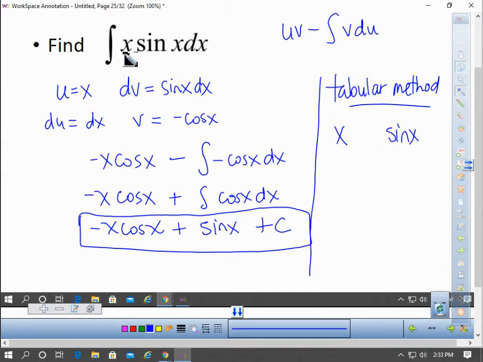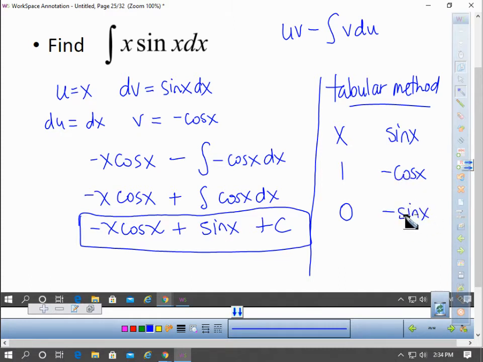What you do is you decide who is still your u side, and the sine part is still your dv side. You set it up like this. Keep taking the derivative until you get to 0, till you can't do it anymore. The derivative of x is 1, and then the derivative of 1 is 0, and so I'm done. You just keep taking the derivative because this is the side that you differentiate. On this side, I'm going to do the antiderivative because that's the side you integrate. The antiderivative of sine is negative cosine. And then I keep going again. The antiderivative of negative cosine is negative sine.